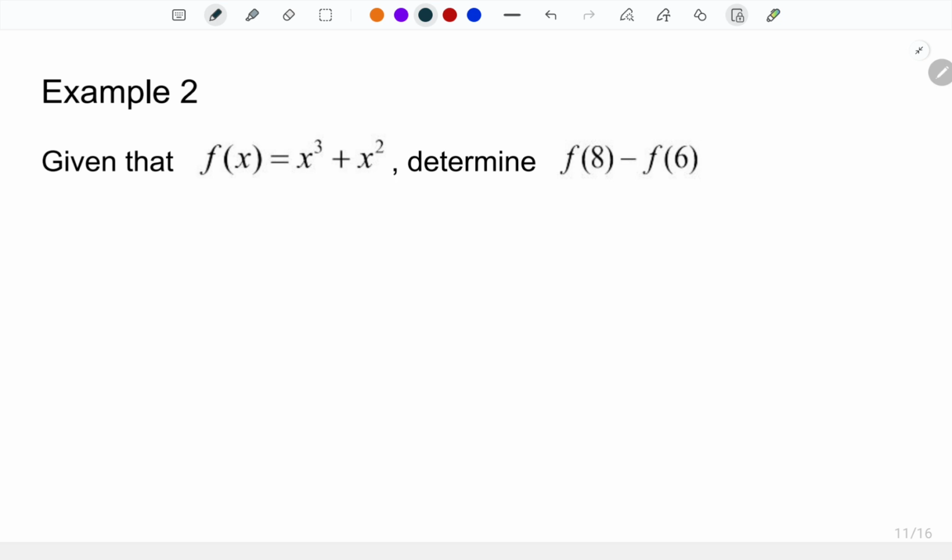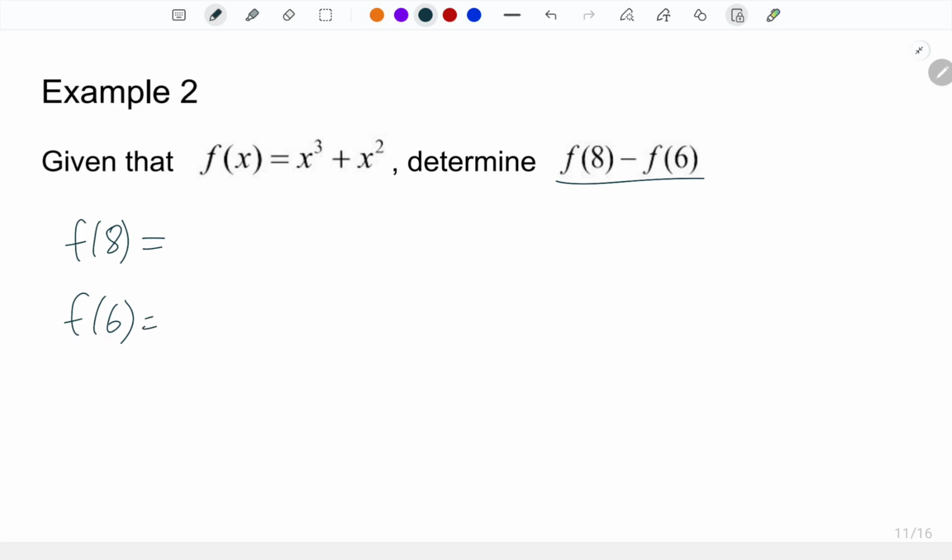All right, continuing on. So again, the key thing with this function notation is whatever's inside the brackets is what you substitute in. Here it says f of 8 minus f of 6. Try it out yourself first. Pause the video, and then I'll go through it. Okay, so going through this, I'll just write it out as two separate things, f of 8, f of 6, then we can do the subtraction.